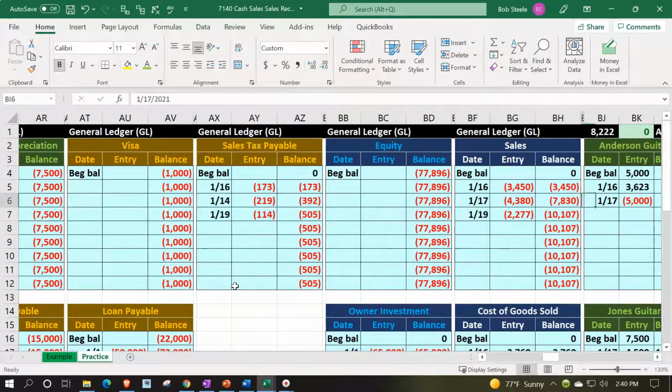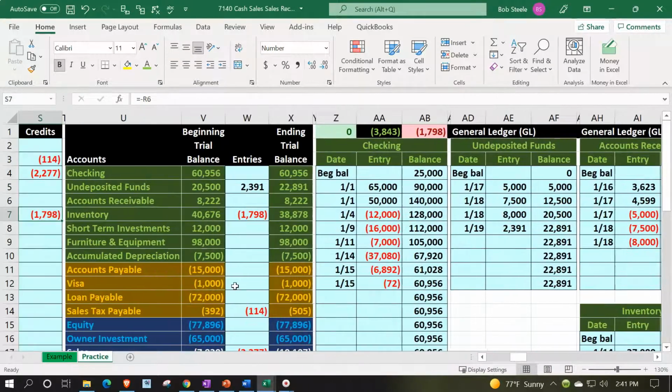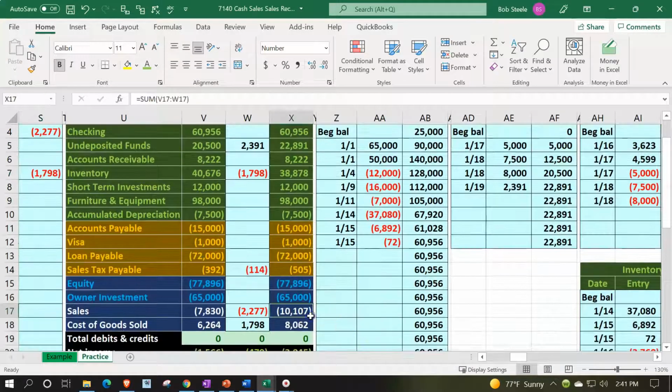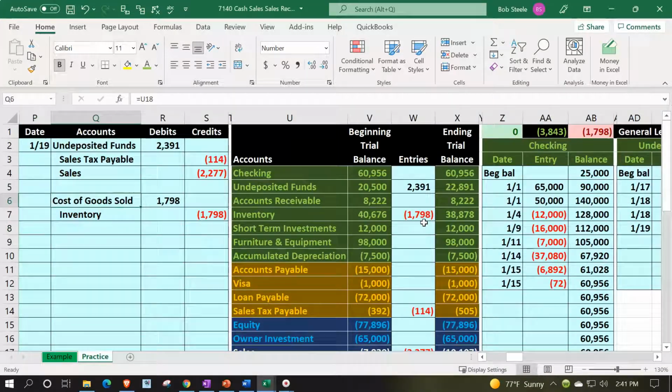So that brings us up. Notice the sales always goes up. Sales generally goes up all the time until we close it out at the end of the period. 7830 up in the credit direction by 2277 to 10107. That 10107 matches what's on the trial balance, or at least it should. So there we have that. We're in balance now, although our income statement doesn't match from the general ledger to the trial balance until we record the second journal entry, which is cost of goods sold.